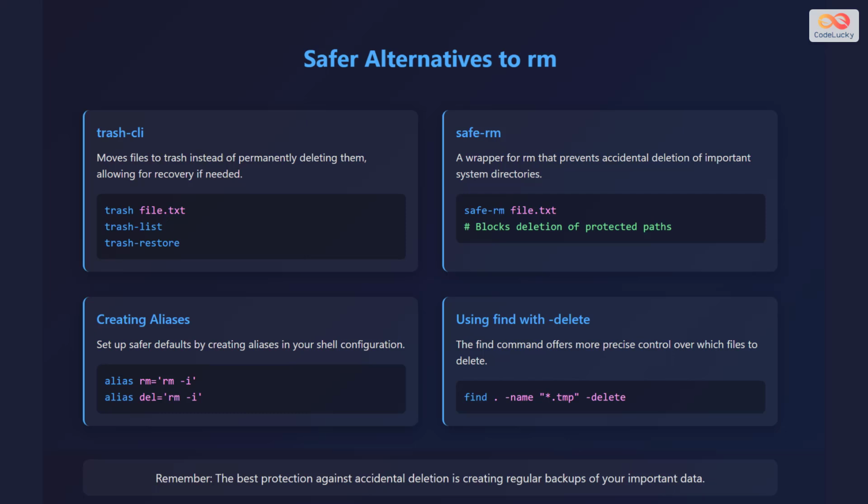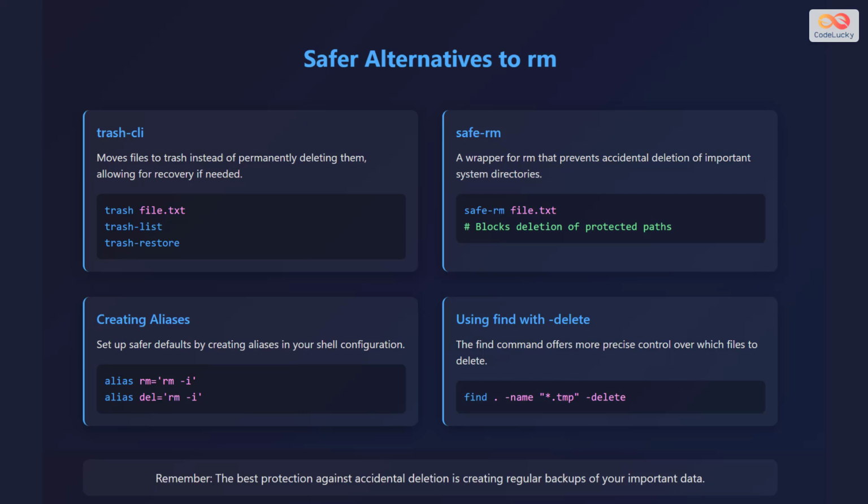safe-rm is a wrapper for rm that prevents accidental deletion of important system directories. For example, if you try to delete a protected file using safe-rm file.txt, the deletion will be blocked. You can also set up safer defaults by creating aliases in your shell configuration. To do this, use alias rm='rm -i' and alias del='rm -i'.